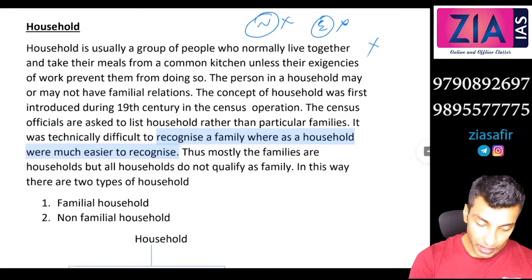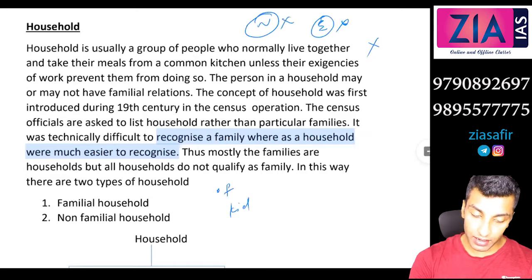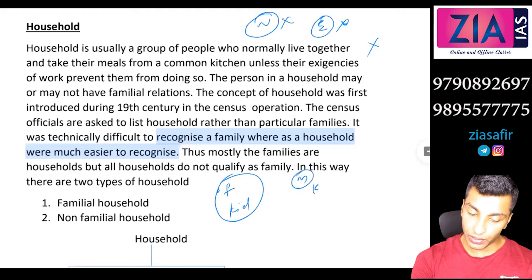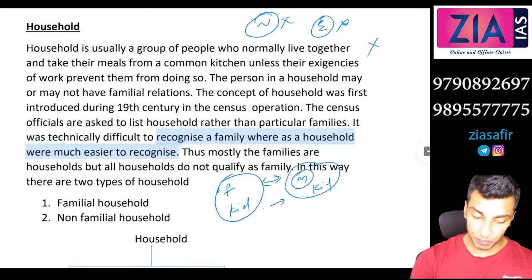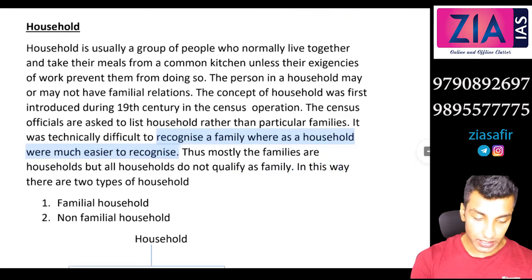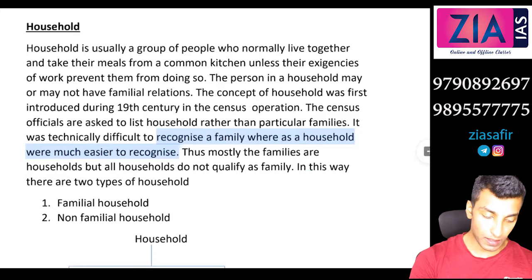But let's say you're talking about a female with a kid, and she got separated, and there is another male with another kid. If they are getting married, then this is going to be a reconstituted family. So we'll discuss different contemporary trends today. Don't worry about that.